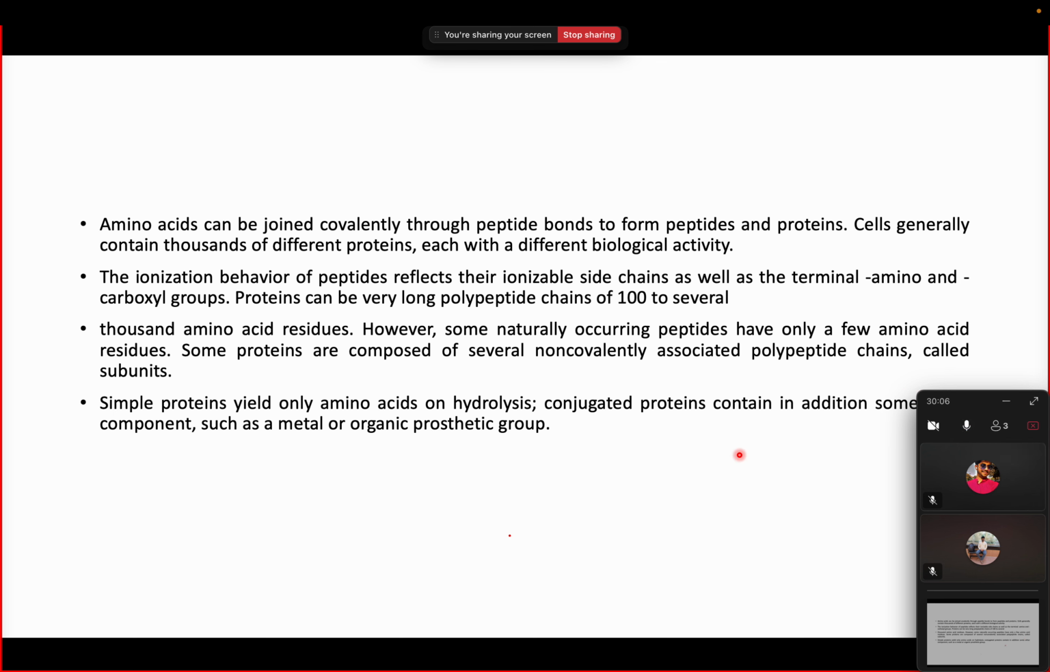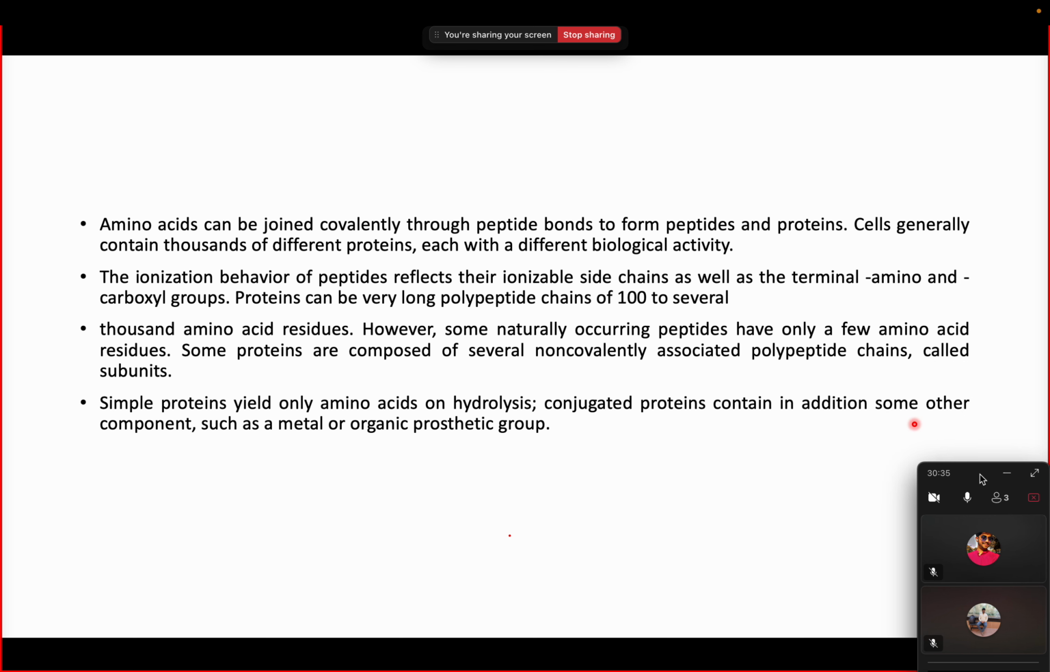Proteins can be very long polypeptide chains of 100 to several thousand amino acid residues. However, some naturally occurring peptides have only a few amino acid residues. Some proteins are composed of several non-covalently associated polypeptide chains called subunits. Simple proteins yield only amino acids on hydrolysis. Conjugated proteins contain in addition some other components such as metal or organic prosthetic groups.